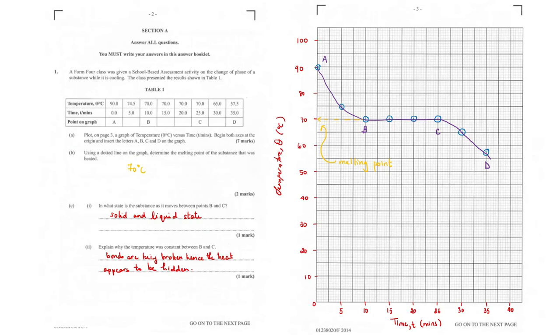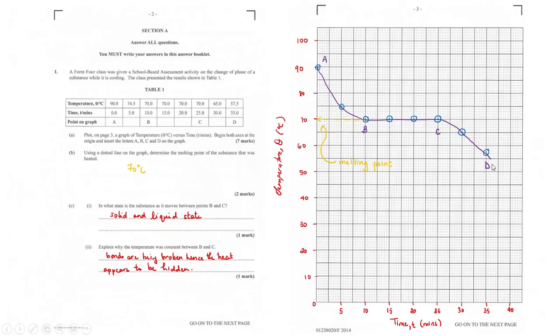Okay, so these are the final questions. It says, state the phase of the substance at C, and that will be solid. So by the time you get to C, it's totally solidified. So that would be a solid.